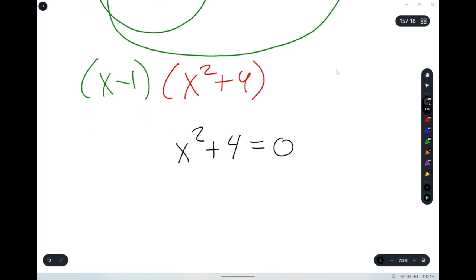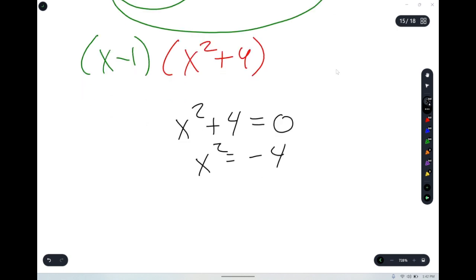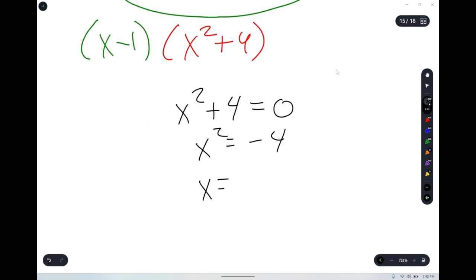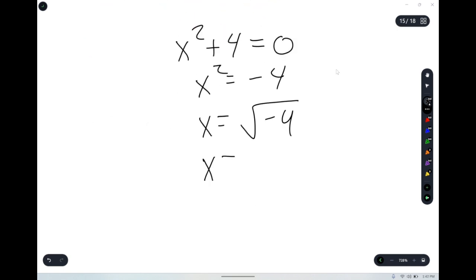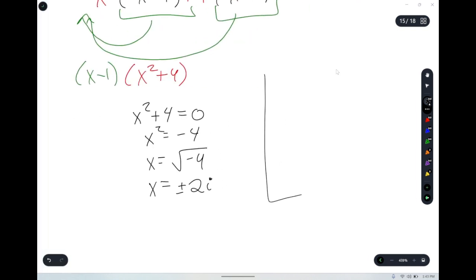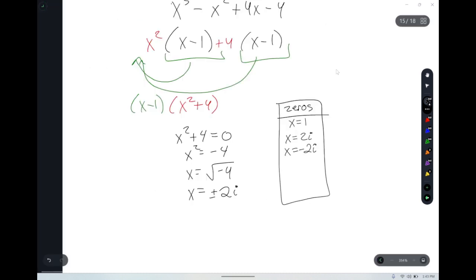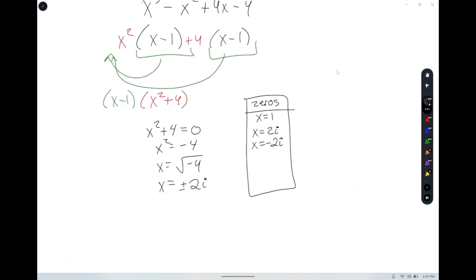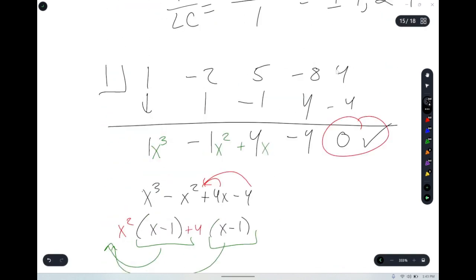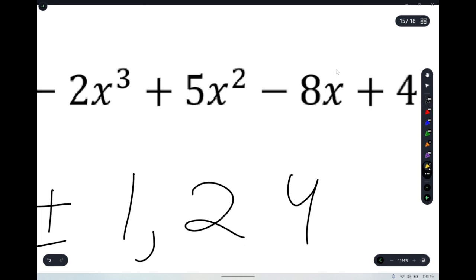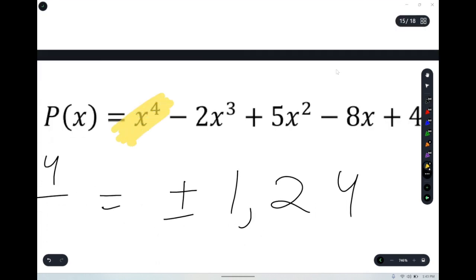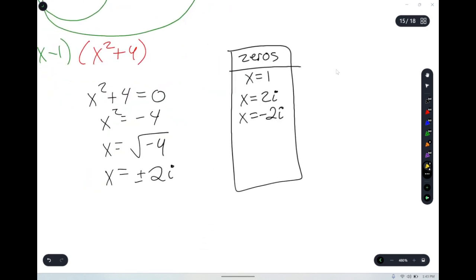You set it equal to 0, and you get x squared equals -4, right? So x equals square root of -4. So x equals plus or minus 2i. Okay, so there's our zeros so far. We have zeros of 1, 2i, -2i. But wait, we're supposed to have 4. Why are we supposed to have 4 from the problem? How do we know we're supposed to have 4 zeros? There's a 4 right there. Where's the 4th zero at?